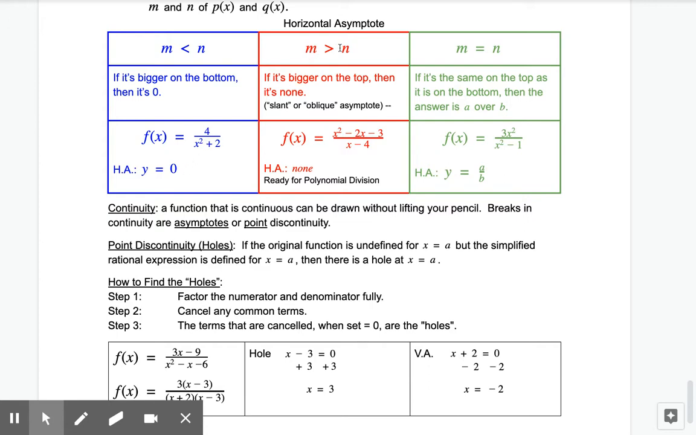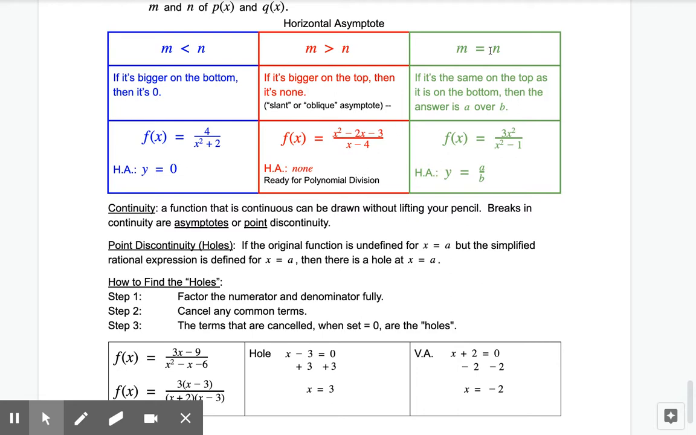If m is greater than n, meaning it's bigger in the numerator, there'll be a slant or oblique asymptote. So here we have the degree 2. In the denominator, we have degree 1. So there's no horizontal asymptote. Now we have to be ready for polynomial division.